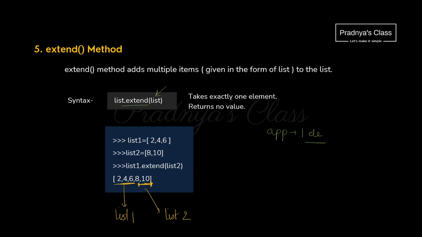As append takes only one element, if you want to add more elements, for that you will use extend. We can provide a list directly here. This is the original list. We are adding one more list to it. When we print it, look at the output. We could add one list to another list.